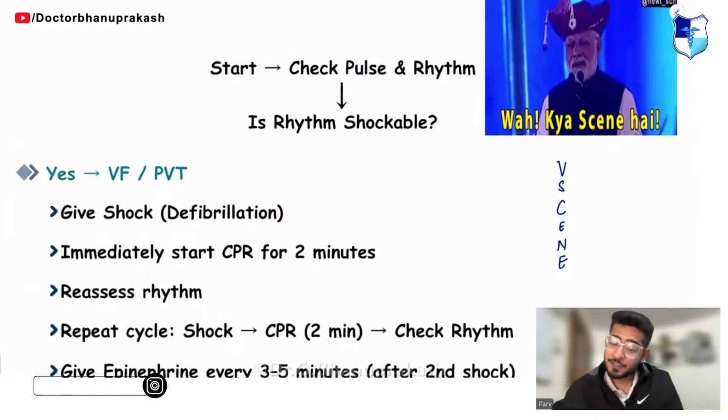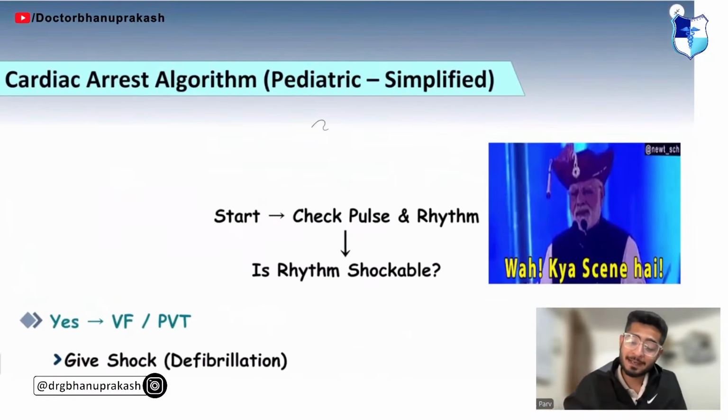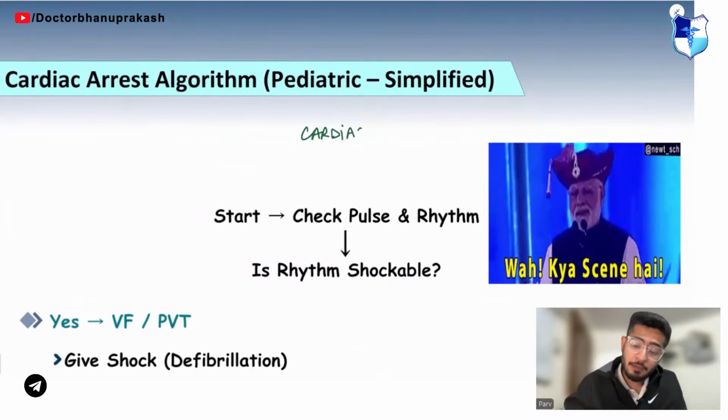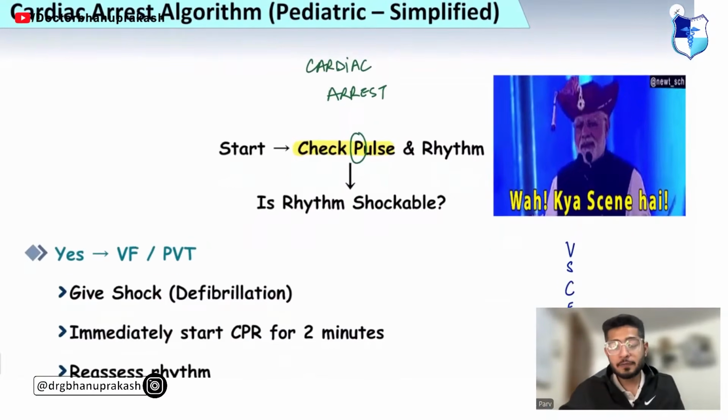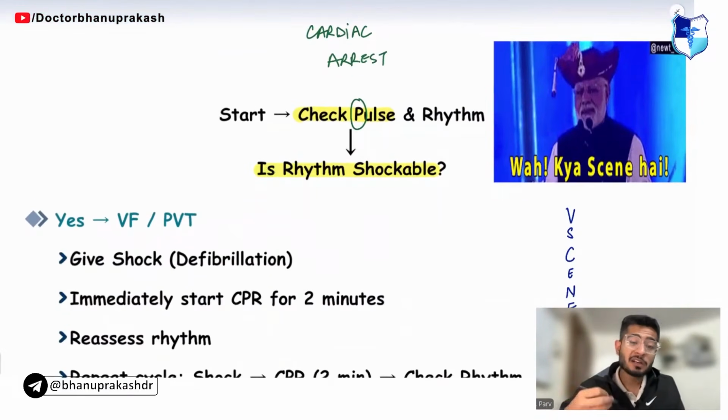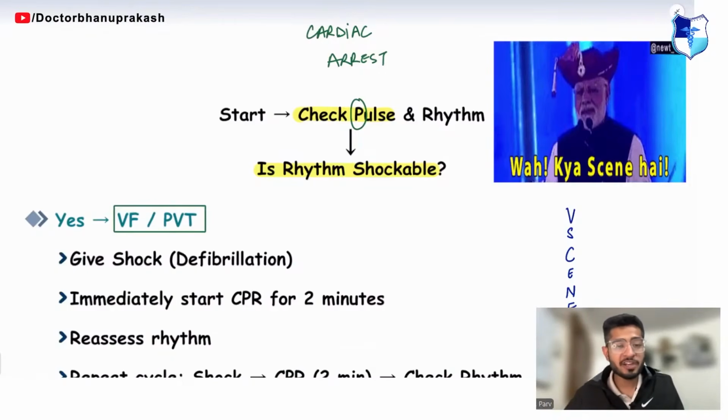Wah, kya scene hai. So please understand, if you are suspecting cardiac arrest, you have to check the pulse. P for pulse. So check the pulse. If you see the pulse and the pulse is there, then you have to check whether it is a shockable rhythm or not. If the rhythm is shockable, that means the condition is either ventricular fibrillation or pulseless ventricular tachycardia.